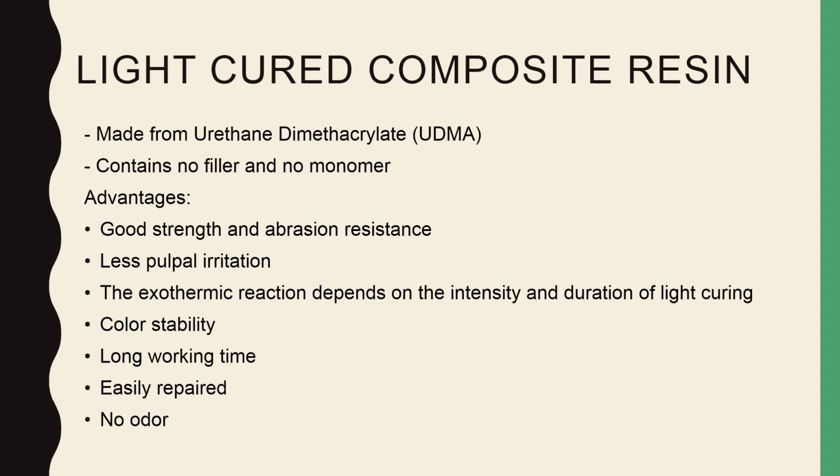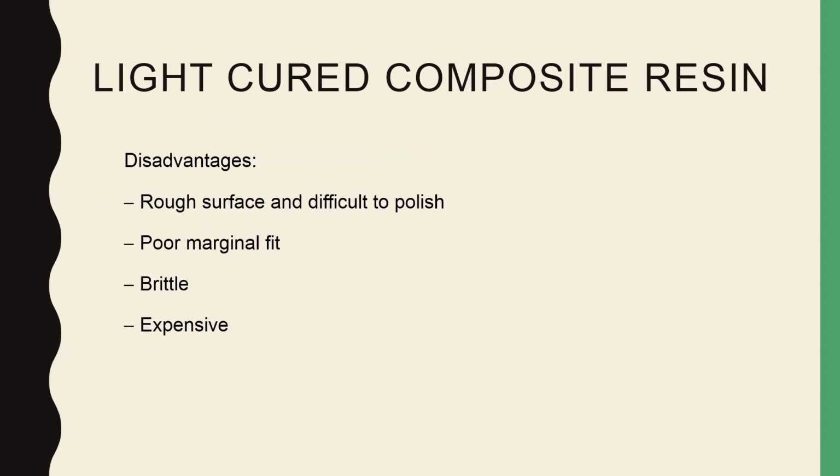The light-cured composite resin is made from urethane dimethacrylate, known as UDMA. It contains no filler or microfilled and no monomer. The advantages are it has good strength and abrasion resistance, less pulpal irritation than the other types. The exothermic reaction depends on the intensity and duration of the light cure used. It has good color stability, long working time, easily repaired, and no odor. While the disadvantages are it has a rough surface and difficult to polish, poor marginal fit, brittle, and expensive.